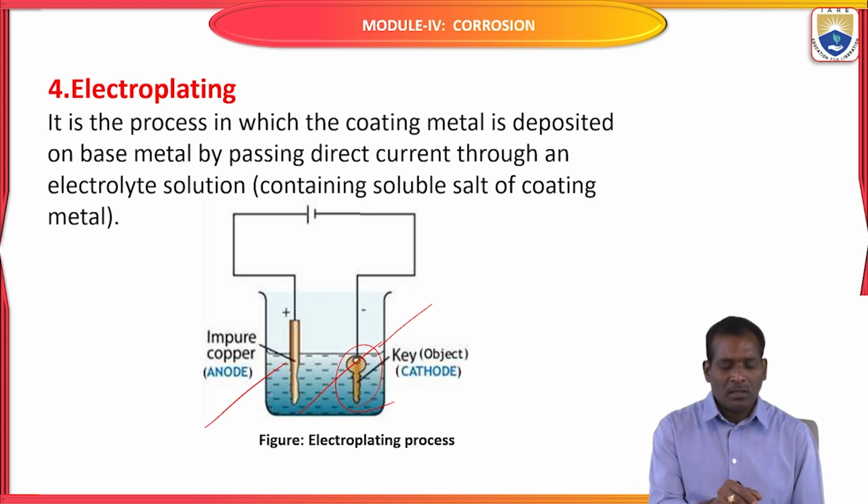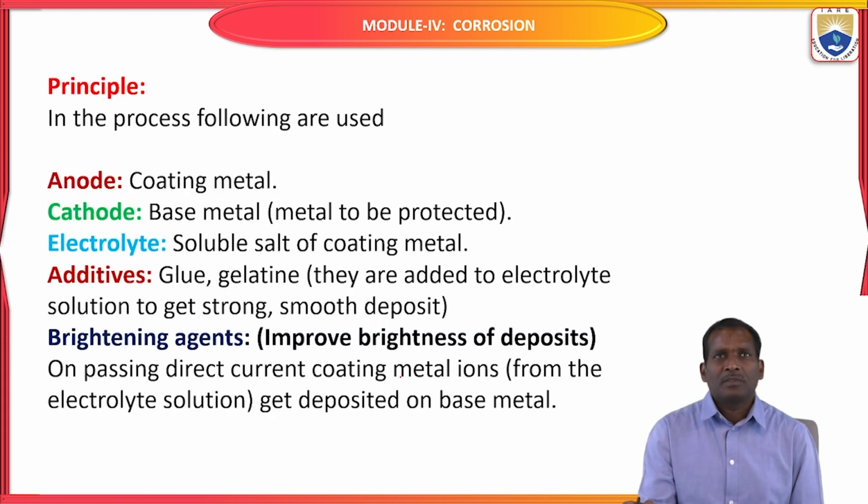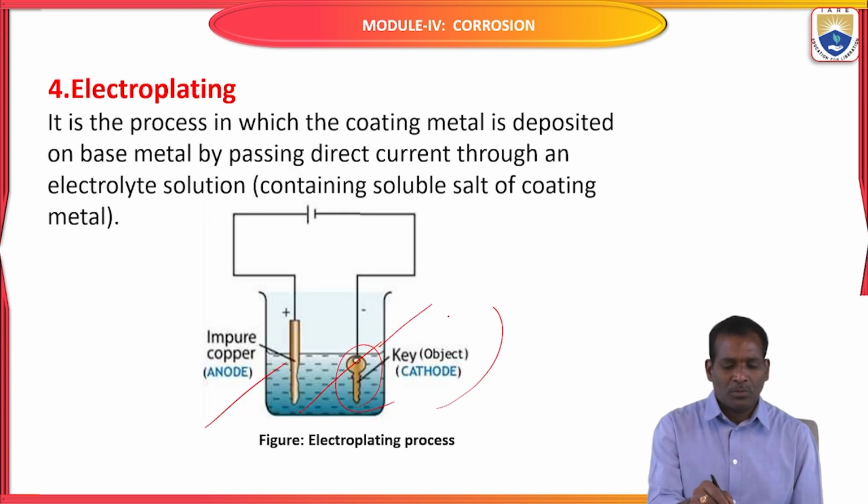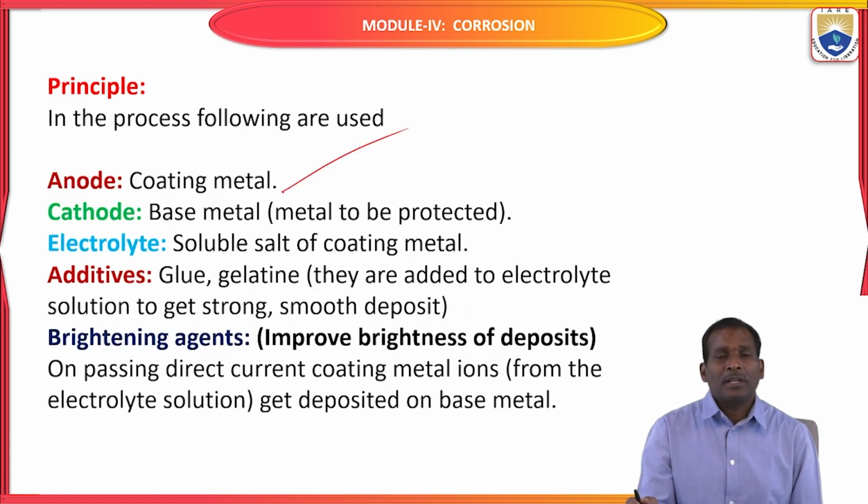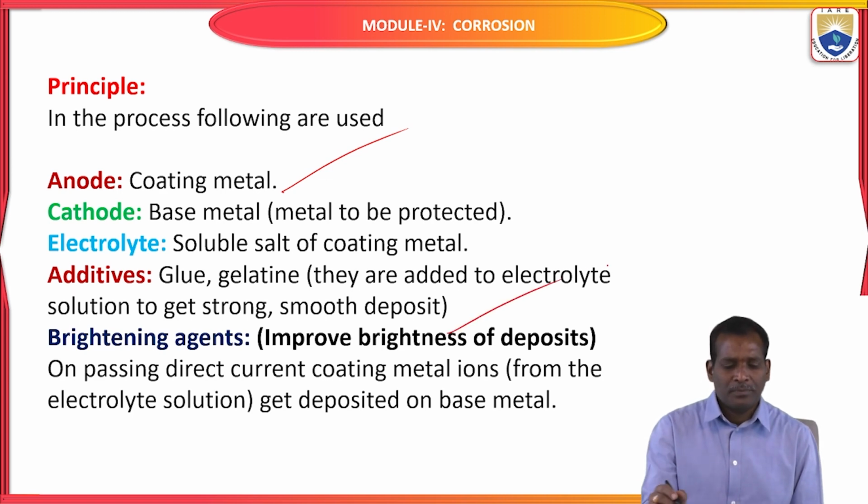Current passes through the material from the anode to your cathode. In this process, the following are used: the anode is a coating metal, and the cathode is a base metal, the metal to be protected. Whichever metal you want to protect acts as the cathode. The electrolyte is a soluble salt of the coating metal. Additives such as glue and glycine are added to the electrolyte solution to get a strong and smooth deposit.